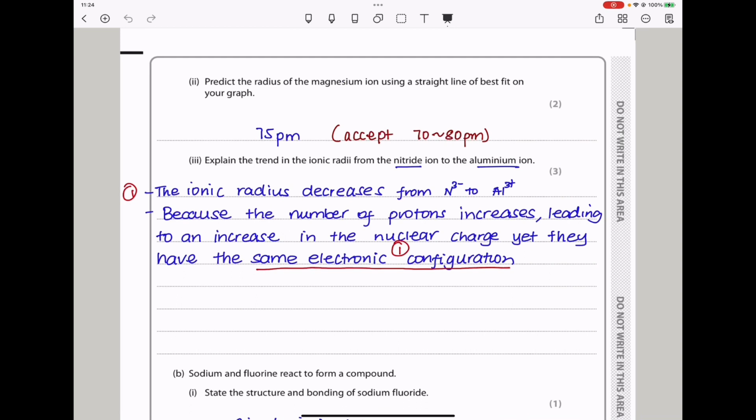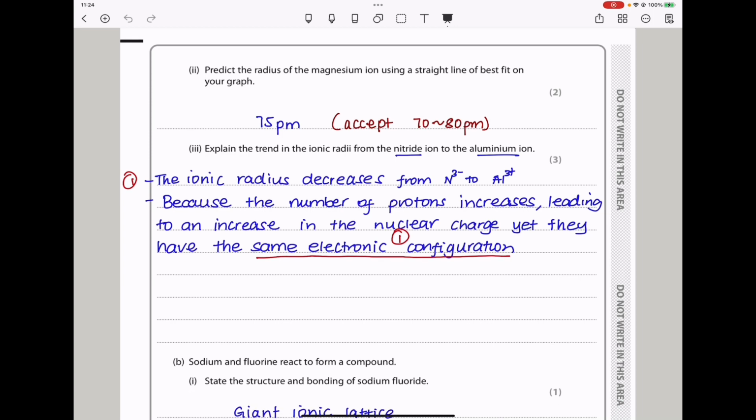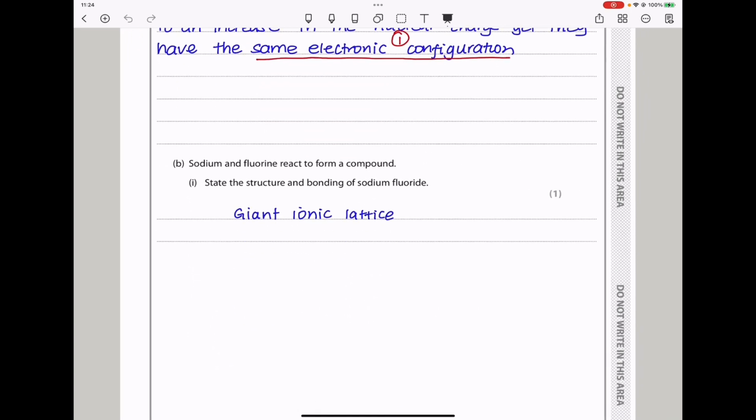So here I said the ionic radius decreases from nitride to aluminium 3+ because the number of protons increases, leading to an increase in the nuclear charge, yet they have the same electronic configuration. And down here, sodium and fluorine react to form a compound. State the structure and bonding of sodium fluoride. It's going to be a giant ionic lattice.